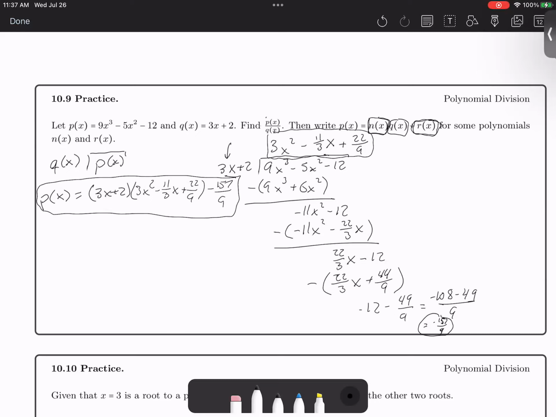So don't trust me here. Pause the video, work through this algebra, and show that you actually do end up with p of x.